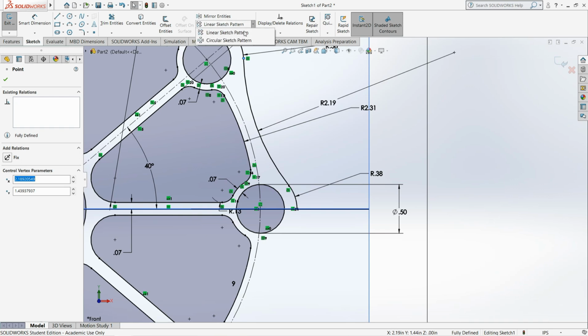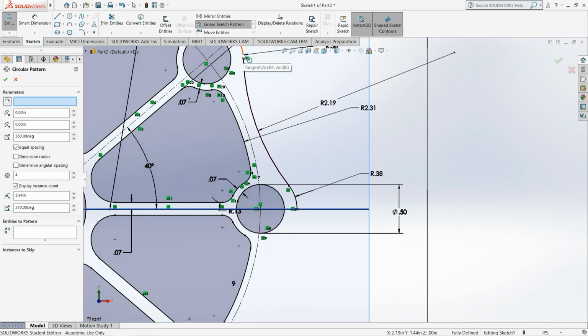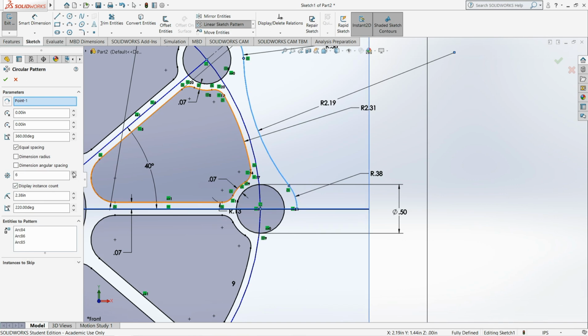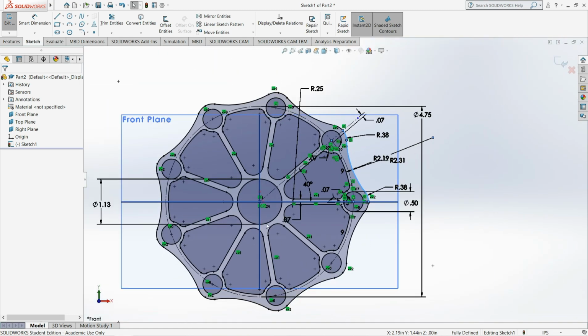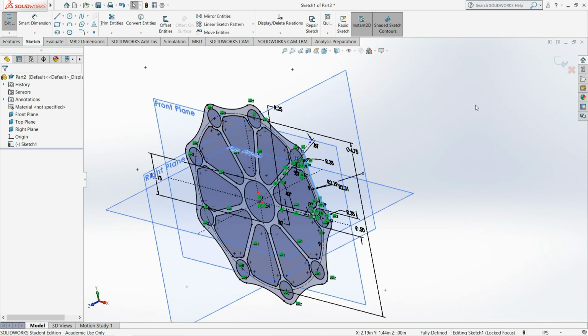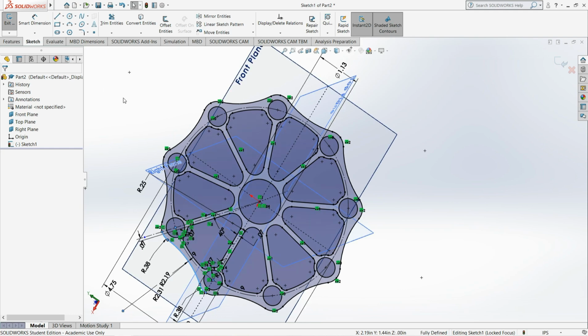Now I have to do one last circular sketch pattern. I have to select all of them. I have to put the value. So it is fully defined, and this is the final part of this sketch. The sketch is fully done.